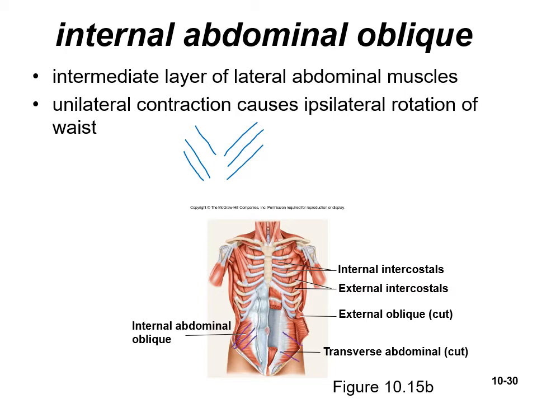So you can see how they're not so much on this side because it's been cut. But over here, you can see the fascicles are oriented differently than the external abdominal obliques. So keep that in mind when you are looking at the models and when you are taking the final.